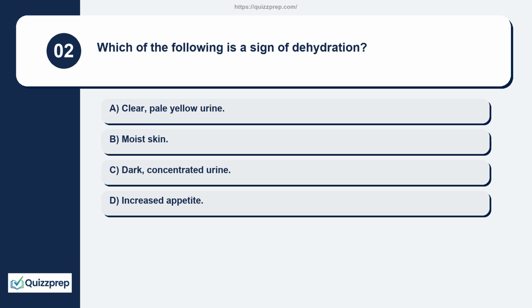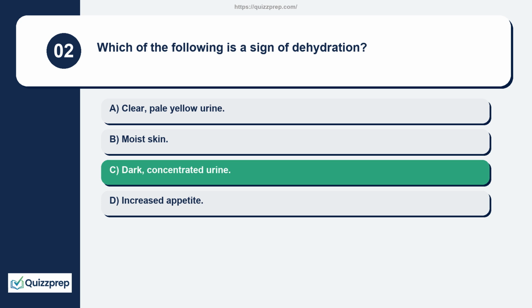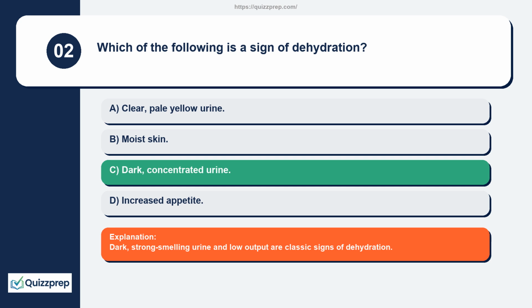Question 2. Which of the following is a sign of dehydration? Clear, pale yellow urine. Moist skin. Dark, concentrated urine. Increased appetite. Dark, strong-smelling urine and low output are classic signs of dehydration.